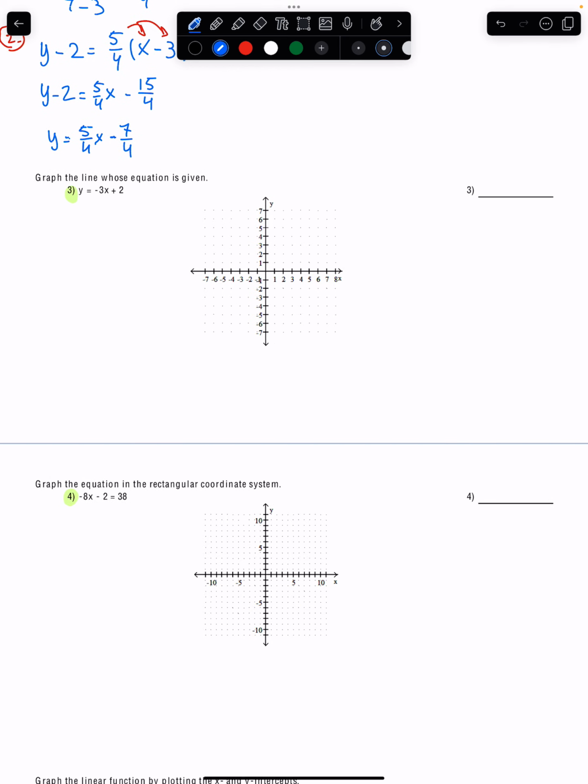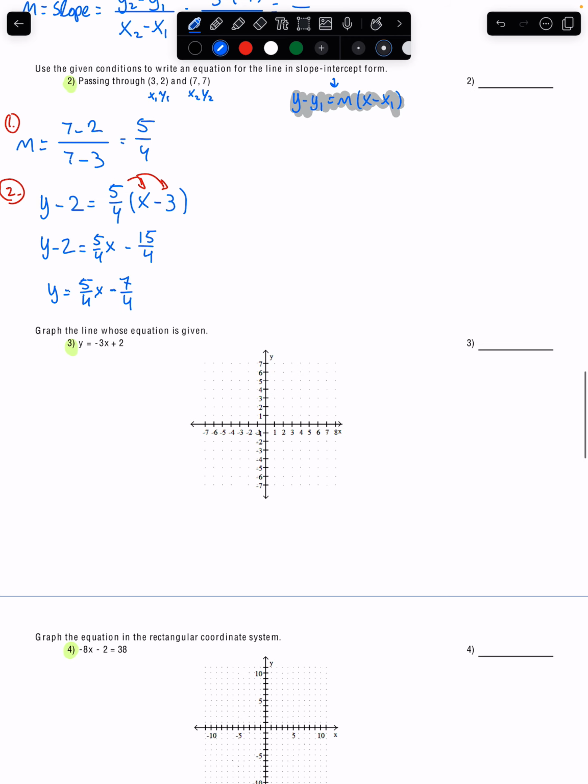Now for number 3, graph the line whose equation is given. Since the equation is given, we just need to solve for m and b, m being the slope, and b just being our starting position. So m in this case, we can just look at it. See, it's -3 over 1, found right here. And then b is just what it's added to, which is +2. So that means we can plot 0, +2.